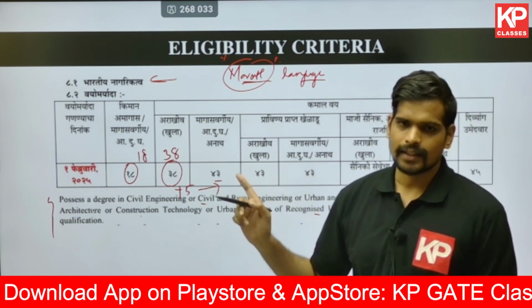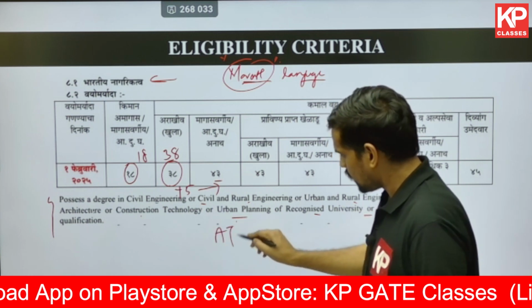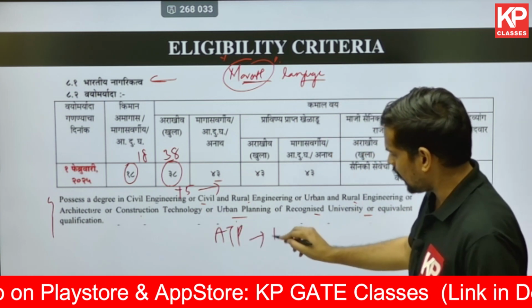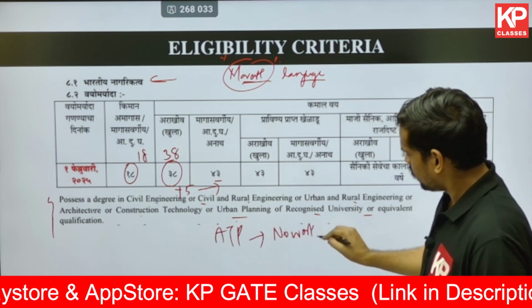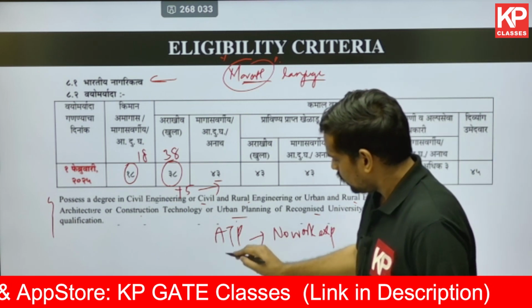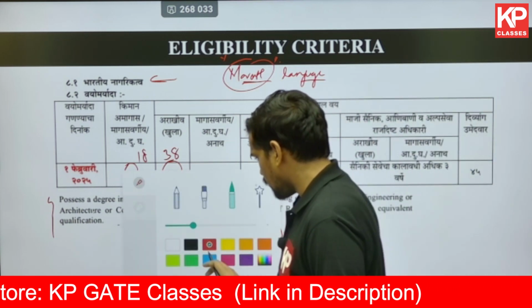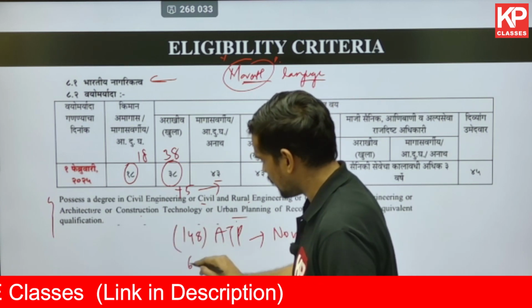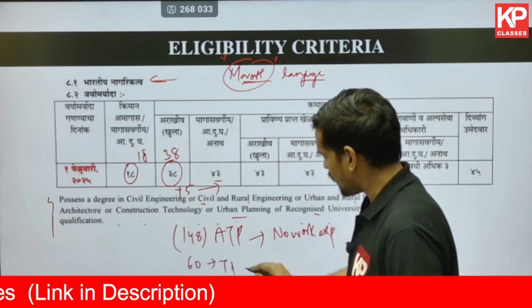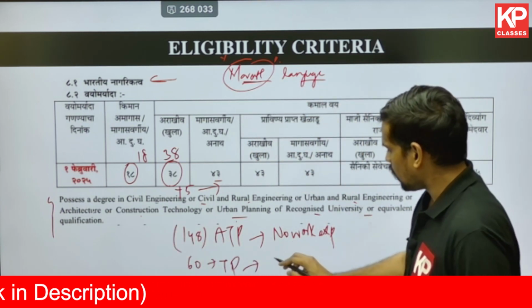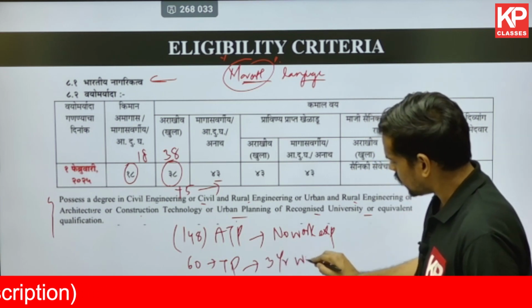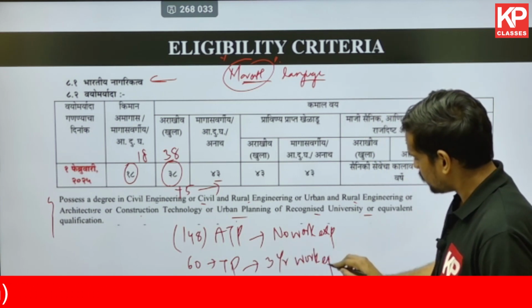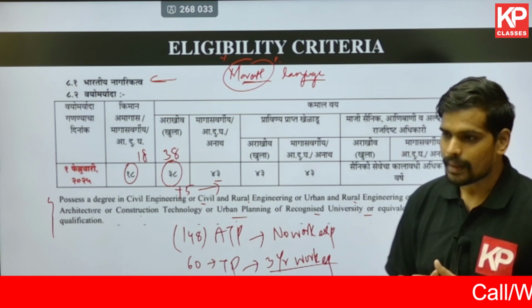There's no work experience required for the post of ATP. That's where the main difference is. In Assistant Town Planner, there's no requirement for work experience. However, for the Town Planner posts, this is Assistant Town Planner, you have 148 posts. There are 60 posts for Town Planner as well. However, for Town Planner posts, you should have 3 years of work experience. This work experience can be in the government or private sector.